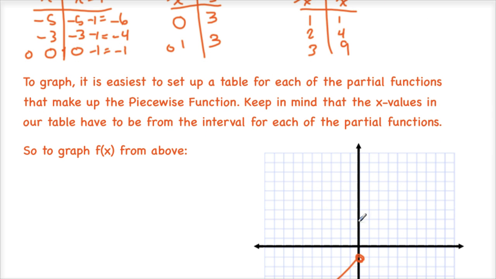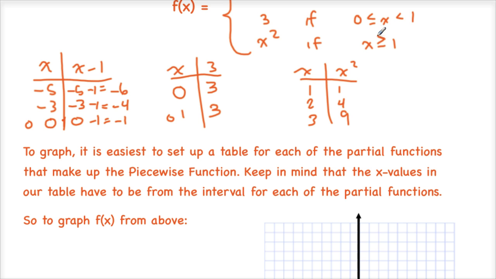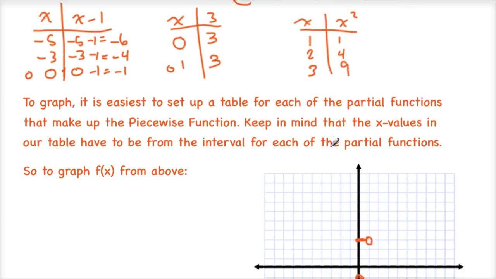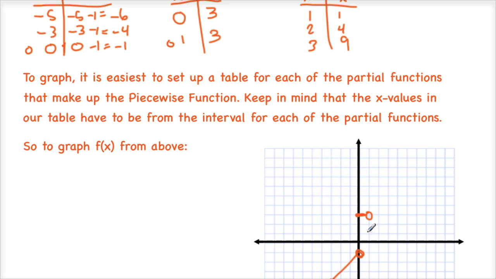The point 0, 3 is right here, and then 1, 3 is open. So I have just that little stretch of a constant function. Then I have x squared, and that's defined for all values of x greater than or equal to 1. So I have the point 1, 1, and that's going to be closed because it's when it's greater than or equal to there. Then I have the point 2, 4 right there, and then I have 3, 9 up there. So it's this stretch of a parabola like that.